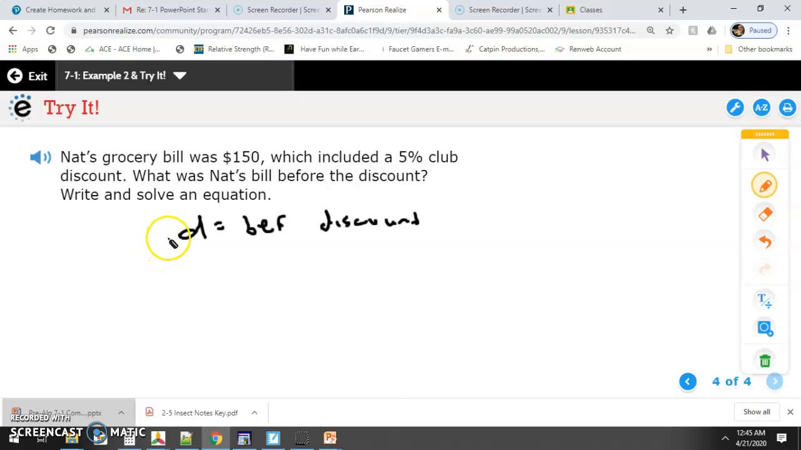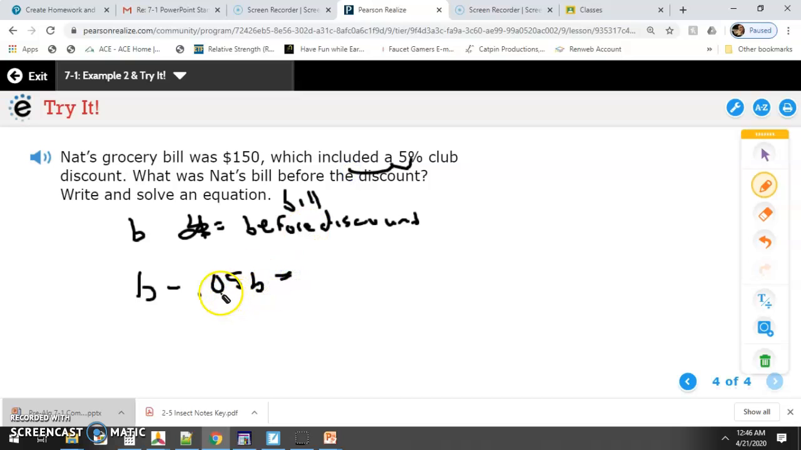D is before the discount. Now let's use a different letter because it doesn't make sense. Let's say B is equal to the bill before the discount. Let's be clear. Bill before the discount. So you have the bill. The discount was 0.05B, so that's 5%. 5%, move the decimal twice. Nowhere to go, so let's add a 0, 0.05b.